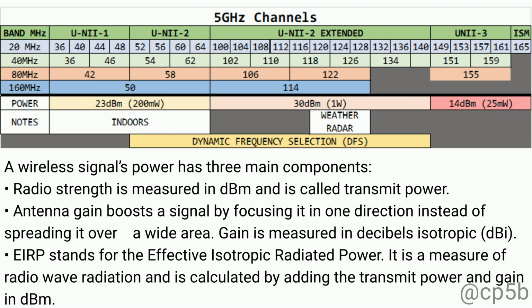A wireless signal's power has three main components. Radio strength is measured in dBm and is called transmit power. Antenna gain boosts a signal by focusing it in one direction instead of spreading it over a wide area. Gain is measured in decibels isotropic, dBi. EIRP stands for the effective isotropic radiated power. It is a measure of radio wave radiation and is calculated by adding the transmit power and gain in dBm.